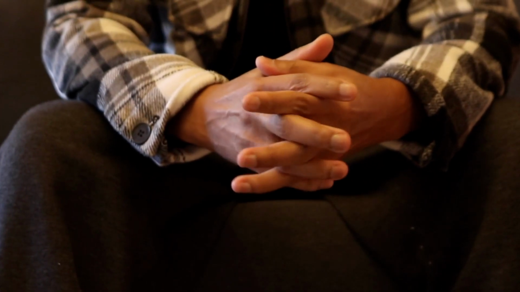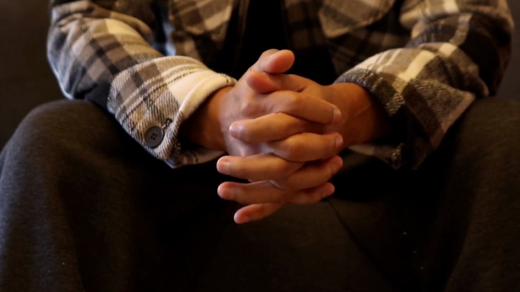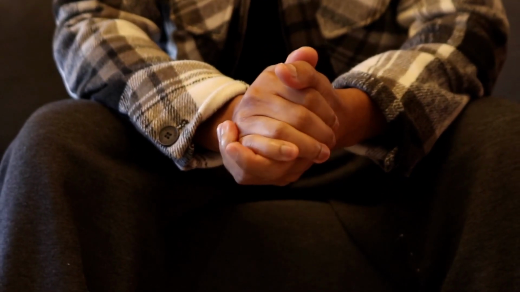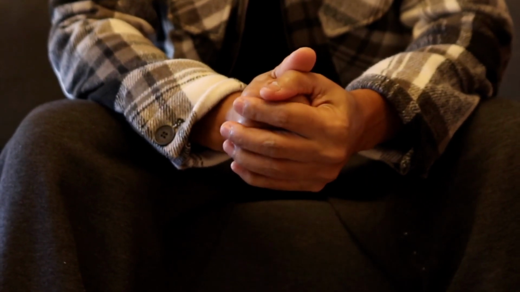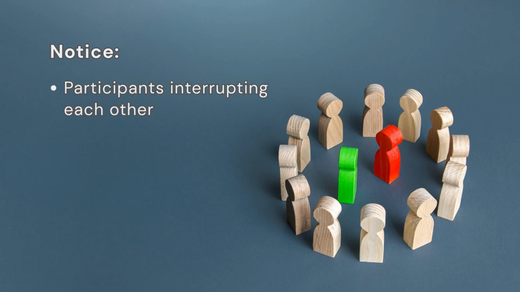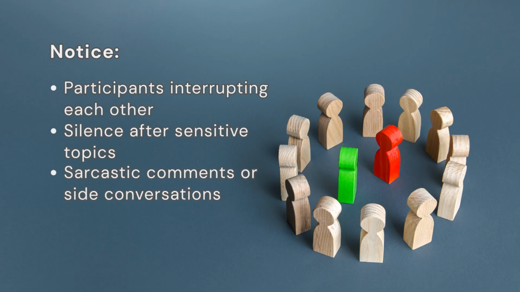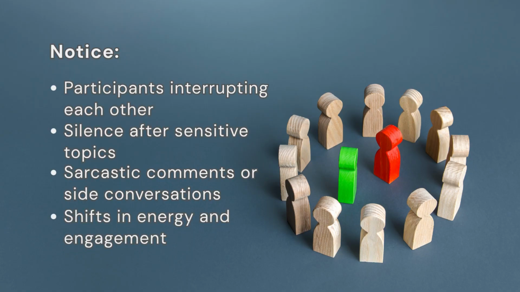The first step in managing conflict is recognizing it early. Tension can show up in body language, tone, or group atmosphere. You might notice participants interrupting each other, silence after sensitive topics, sarcastic comments, or side conversations. Pay attention to shifts in energy and engagement. These are early signs of discomfort or disagreement. Addressing them early prevents escalation and shows participants that you're aware and caring.